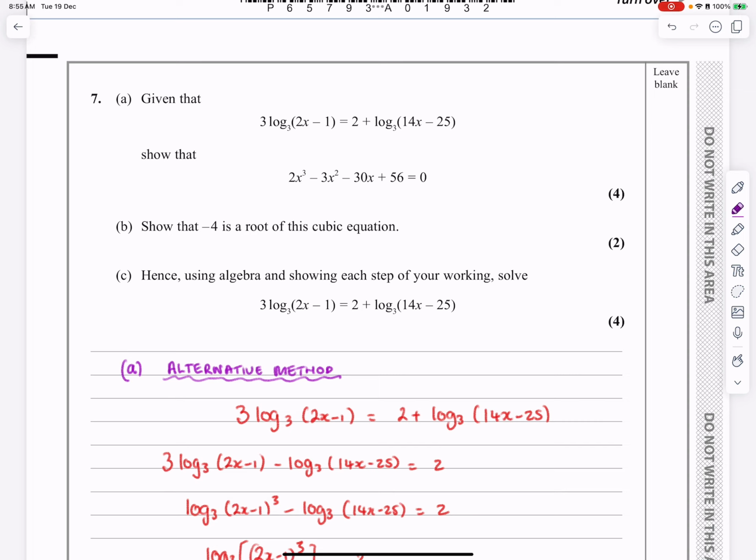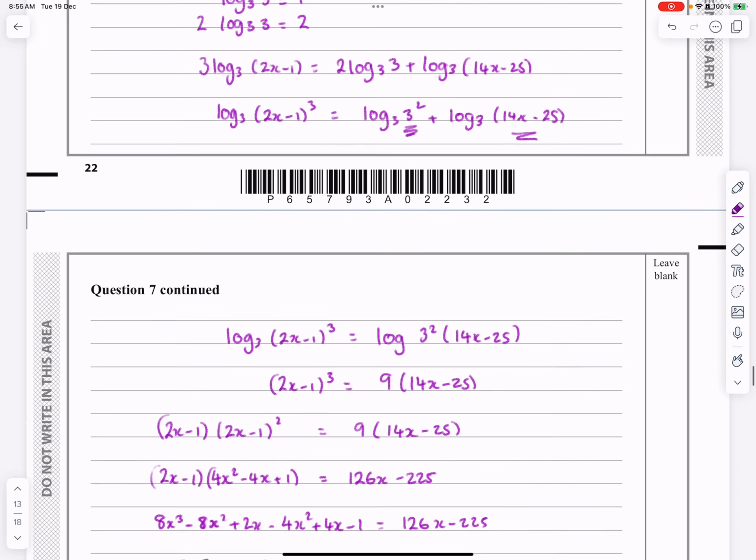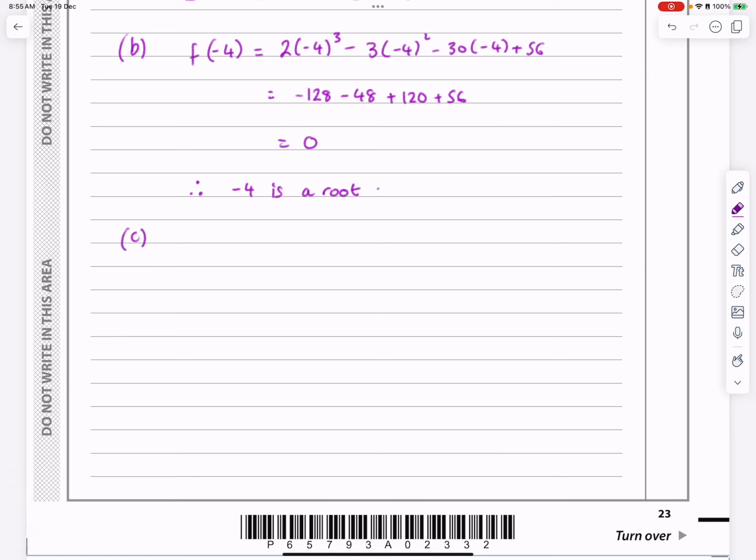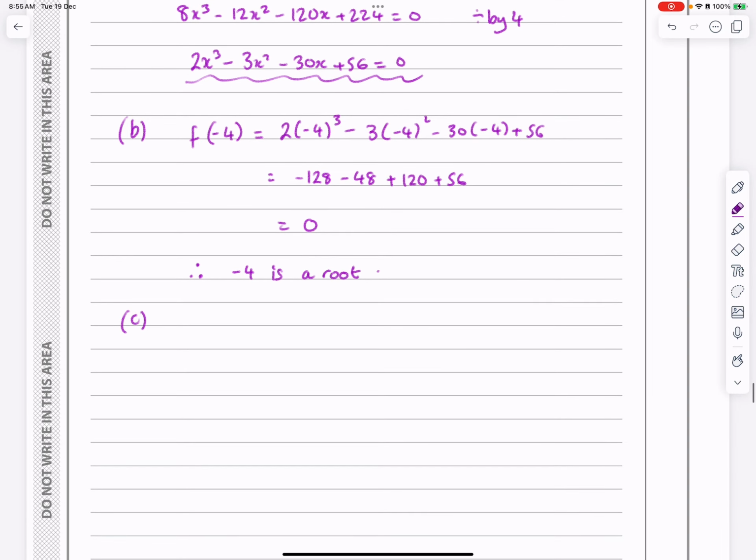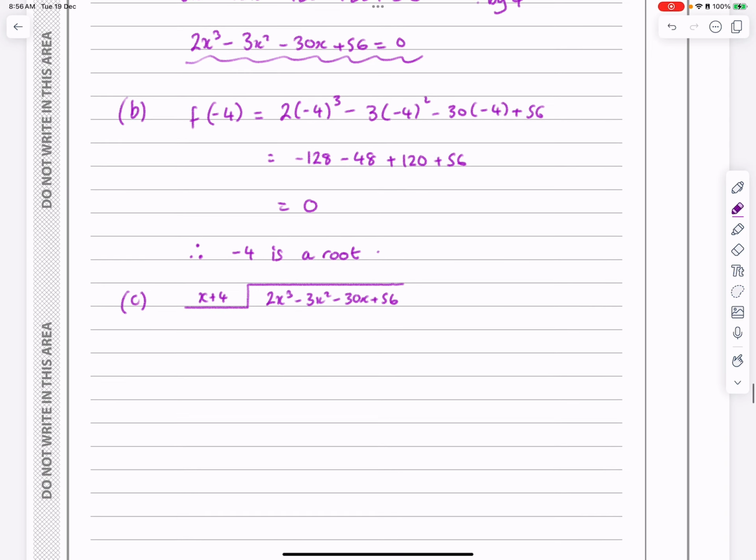And then it says, hence using algebra to solve the original equation. Well, if I need to solve the original equation, then what I want us to do is to solve the cubic equation. So for part C, I'm going to solve the original equation by solving 2x cubed minus 3x squared minus 30x plus 56 equals 0. And if x plus 4 is a factor, then I know x plus 4 divides into it. So the thing I'm now going to do is x plus 4 into 2x cubed minus 3x squared minus 30x plus 56. I know that this factorizes because of all the information that we've done so far. So let's go ahead and do this.